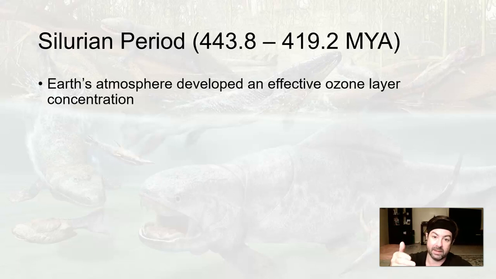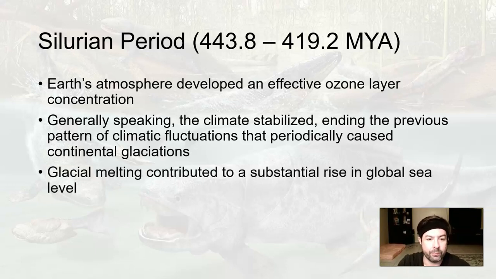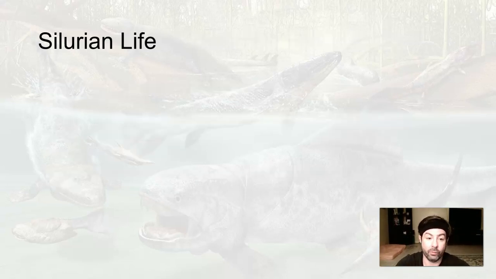But during this time, because of an increase in oxygen, that's going to aid in that increase in ozone layer concentration. The climate kind of stabilized after that glaciation, but glacial melting contributed to a substantial rise in global sea level. So we're starting to get some of those transgressive events covering the continents, creating more of those shallow marine environments again.